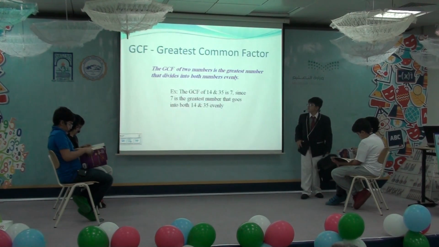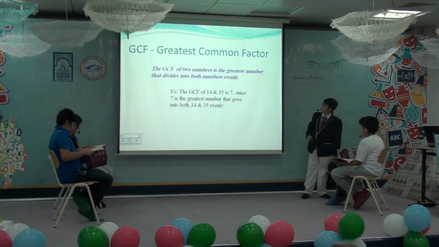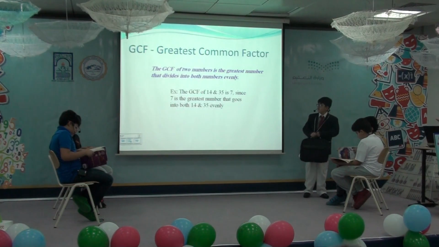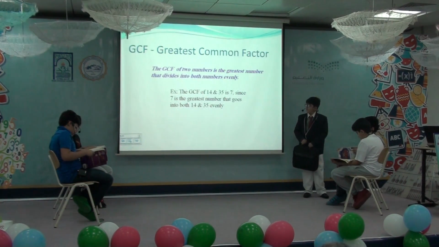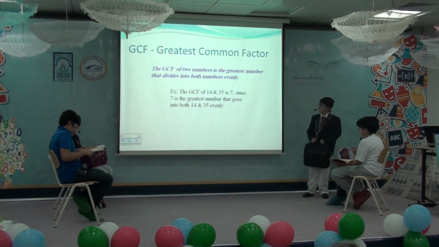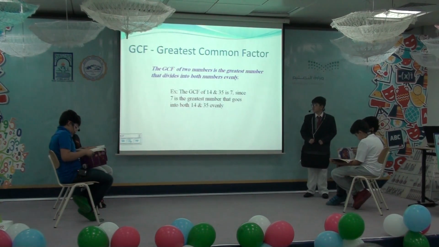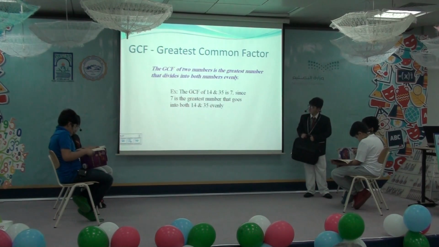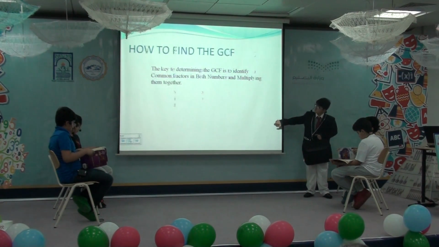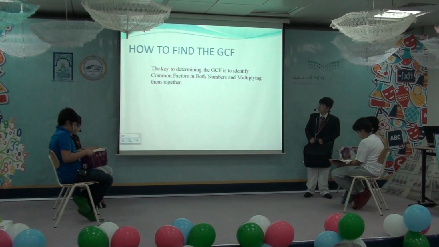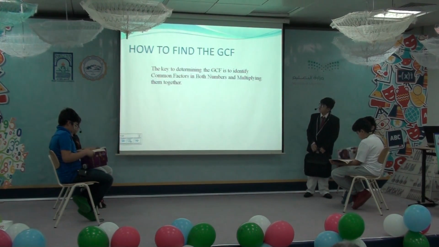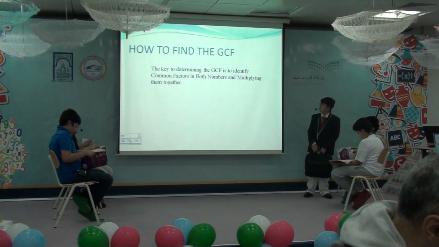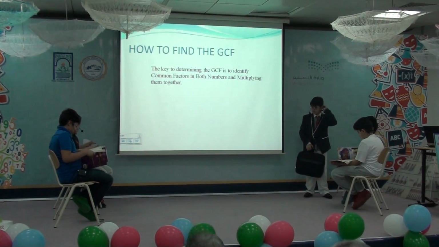Greatest common factor. The GCF of two numbers is the greatest number that divides into both numbers evenly. Example, the GCF of 14 and 35 is 7, since 7 is the greatest number that divides 14 and 35 evenly. How to find the GCF? The key to determine the GCF is to identify common factors in both numbers and multiply them together.